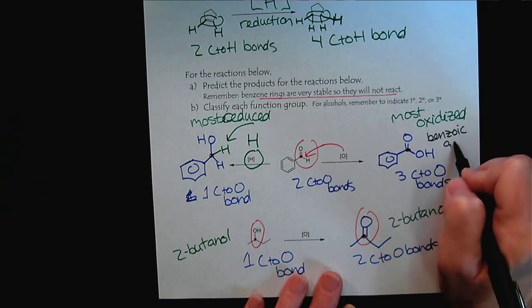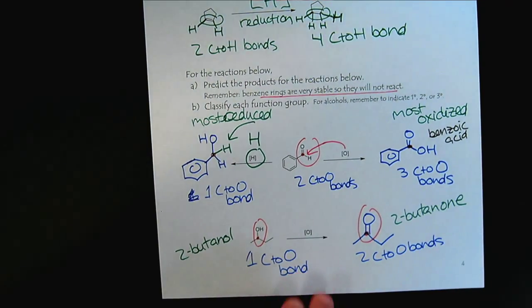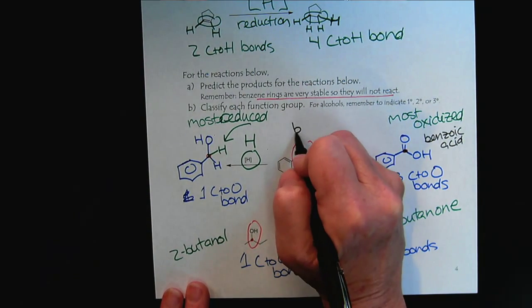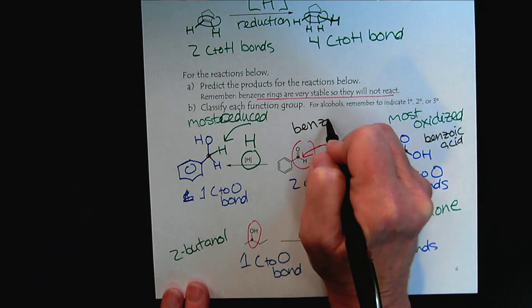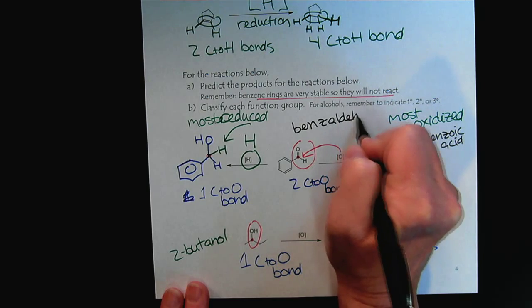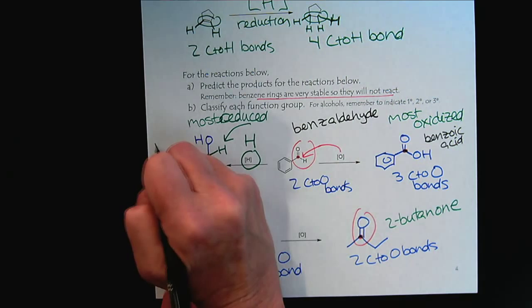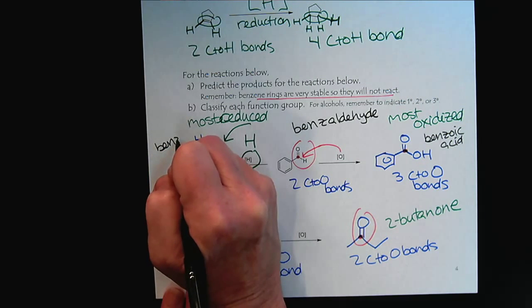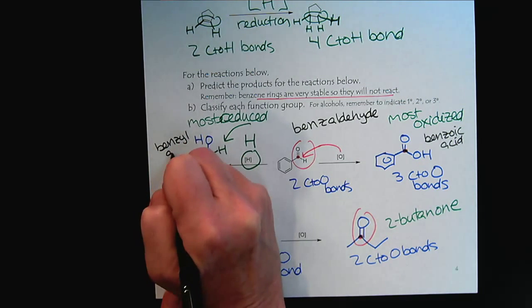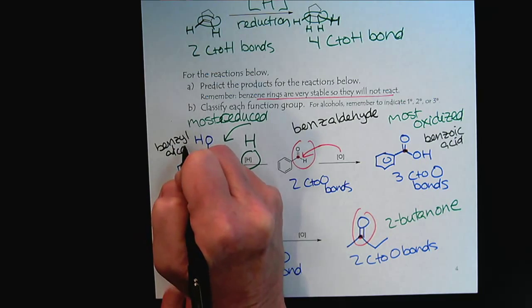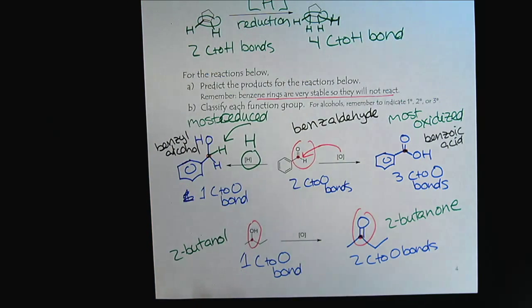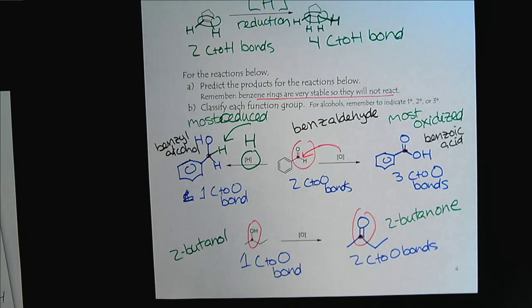Benzoic acid is a frequent food preservative. This is benzaldehyde. Benzaldehyde is often used as an almond flavoring. And then the alcohol would be benzyl alcohol. We'll just go with the common name. Okay, so there's some more practice on organic oxidation and reduction.